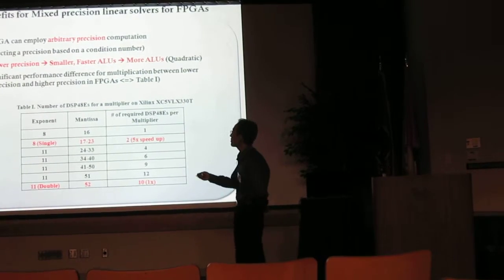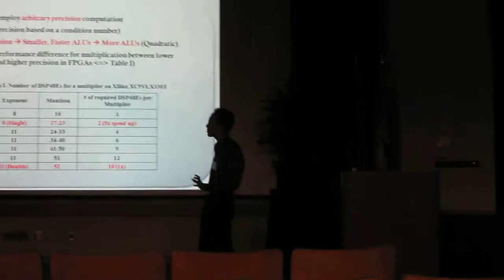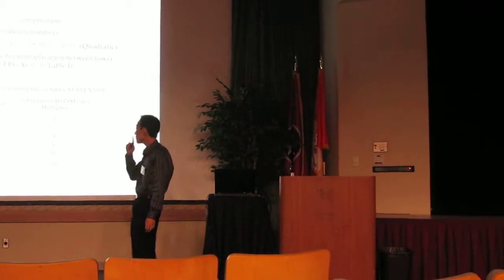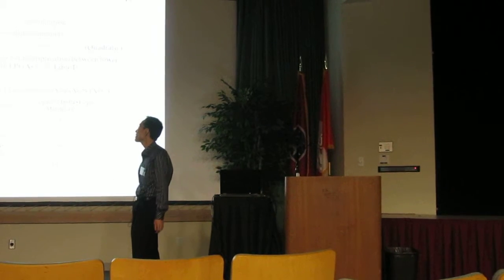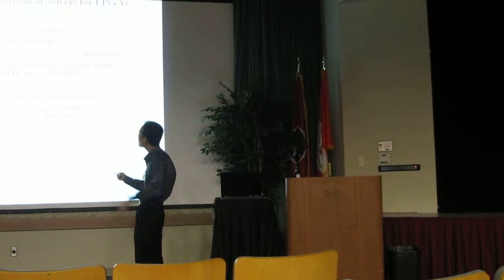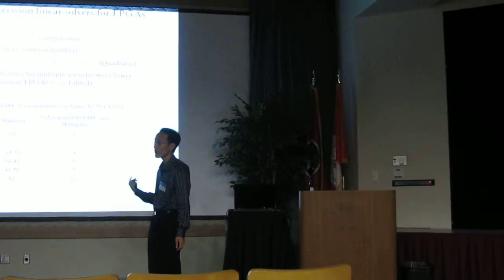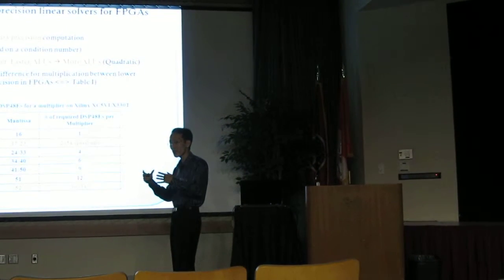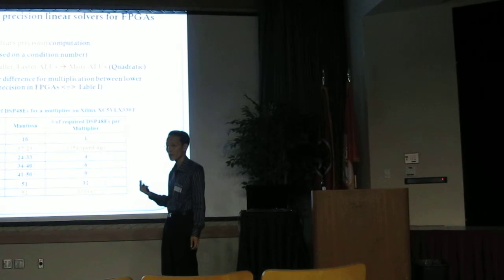As I mentioned before, FPGAs can employ arbitrary precision for computations. So we can select a precision based on the matrix condition number. If you employ a low precision ALU inside the FPGA, you can employ smaller and faster ALUs, so we keep more arithmetic units inside a fixed area in the FPGA, so that you can expect high performance.